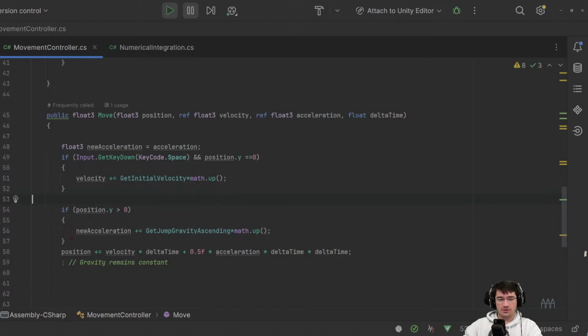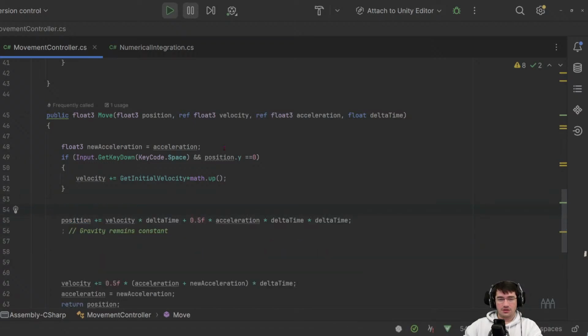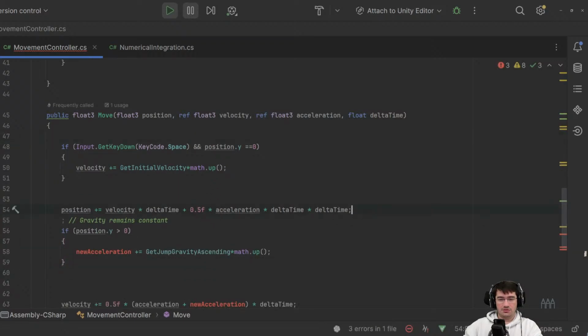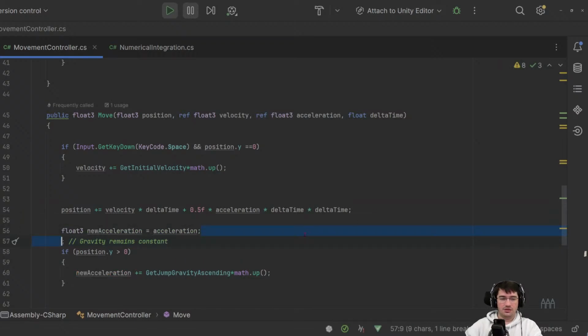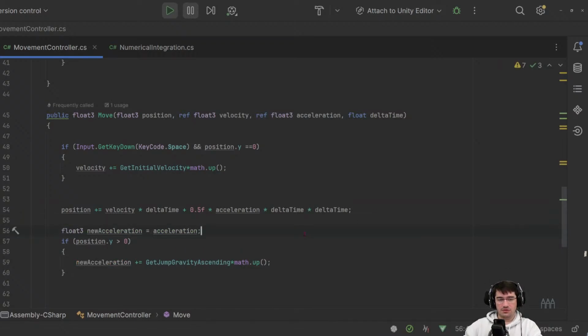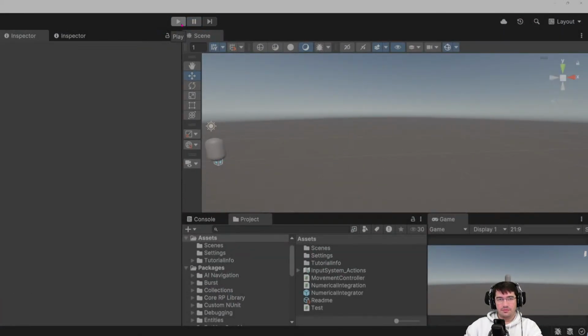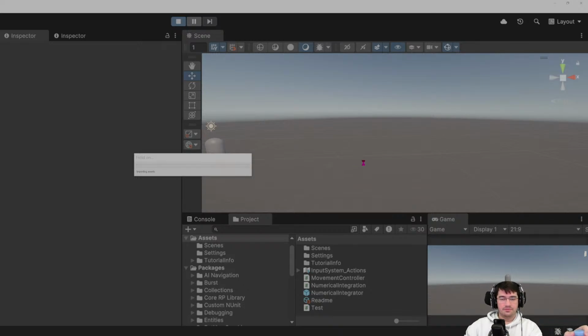So should I do like that? Gravity remains constant. I need to figure out where to put the update of each parameter. Let's wait for the next one. Still not 10.